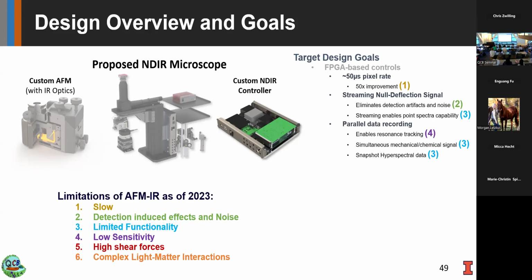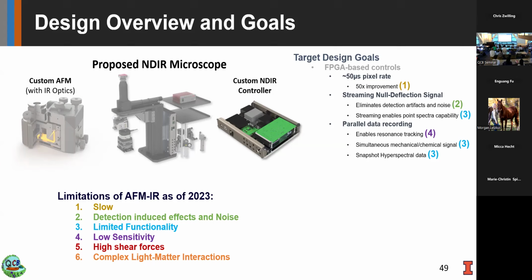FPGAs are just great. They basically allow you to sequence this stuff in any way you want, which will also enable us to track resonance. Some samples actually have resonance that shifts at any given pixel, so you want to track that to maintain the highest sensitivity at every measurement. Otherwise, certain areas will have much higher levels of noise.